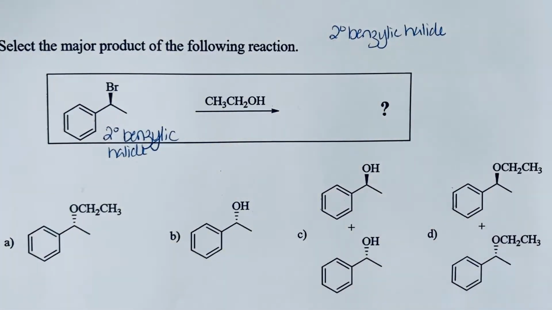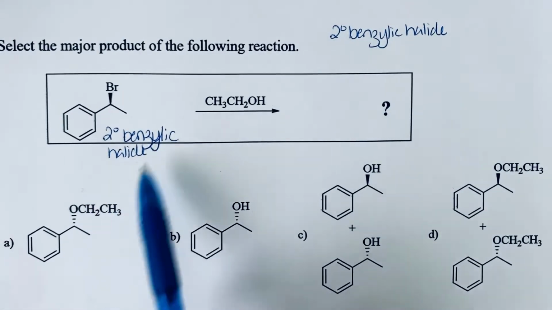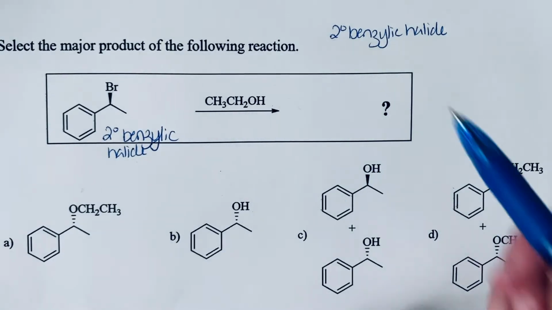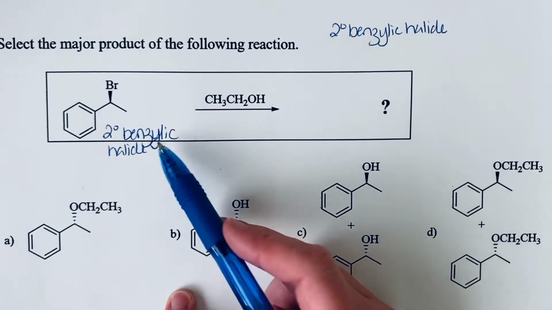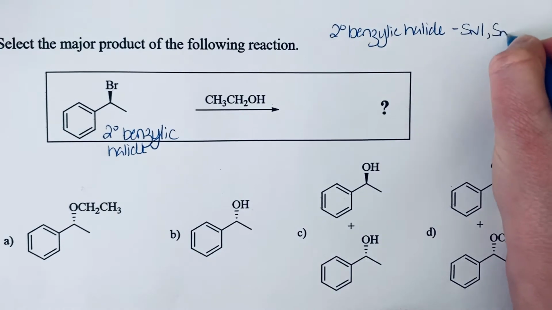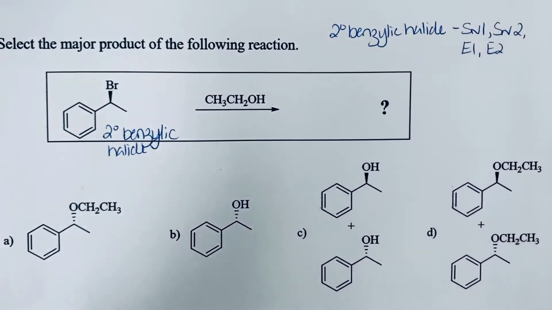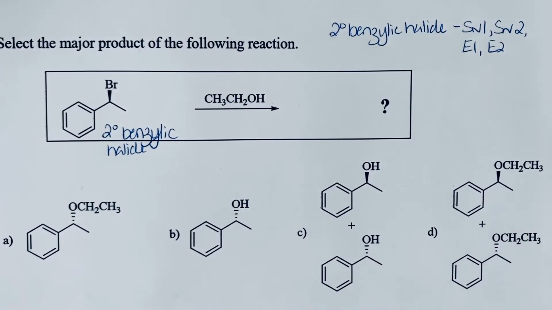the reactions that we have seen so far of our alkyl halides, including benzylic halides, are substitution and elimination reactions. And so the secondary benzylic halide, we actually have the full suite of those reactions possible to us. A secondary benzylic halide could undergo an SN1, an SN2, an E1, or an E2. Okay, so we're really going to need to look at what we're reacting this with to narrow down the pathway.